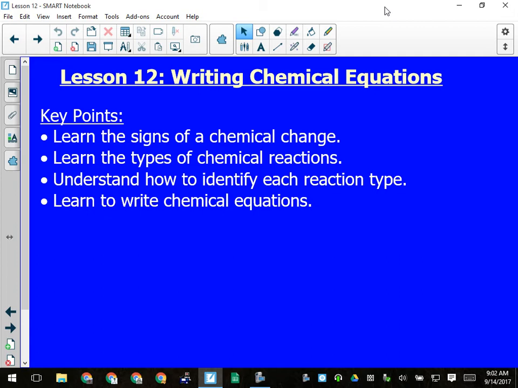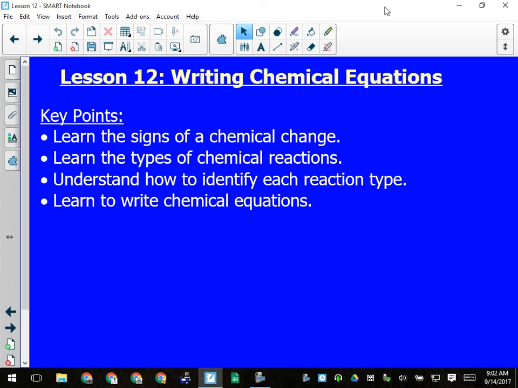Right. So the signs of a chemical change, we seem to remember those. That's good. We're going to look at the 5 basic types of chemical reactions. There are more than that, but we're going to look at the 5 basic types. Understand how to identify each reaction type. Each one has something unique about it, so they're actually fairly easy to identify. And then learn to write them properly, balance them. All of that kind of important stuff.